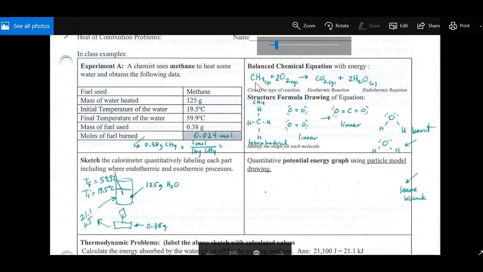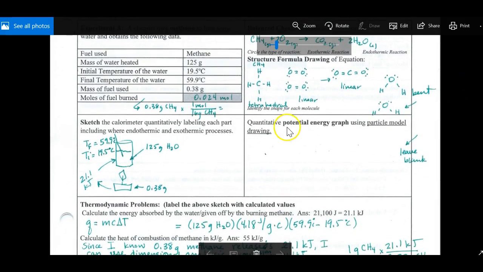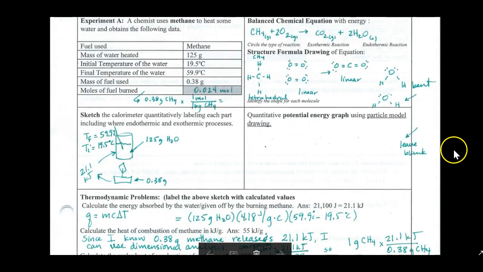And from last class, you remember that CH4, when it combusts, any sort of fuel will always require oxygen, as well as producing carbon dioxide and water. So with that said, I want to do the structural formula. The structural formula is I have CH4 in a tetrahedral shape, then 2 oxygens in linear, carbon dioxide in linear, and then I have 2 bent oxygens. Potential energy graph, we'll work on that next class period, and so you can ignore those for right now.